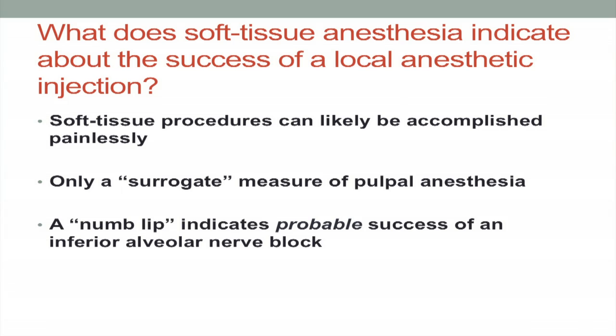Only a surrogate measure of pulpal anesthesia is provided, meaning that unless you test the tooth specifically, you can't be sure that you have pulpal anesthesia. And a numb lip indicates a probable success of an inferior alveolar nerve block, but again, the anesthesia may fail in cases of irreversible pulpitis, even though you have a numb lip.